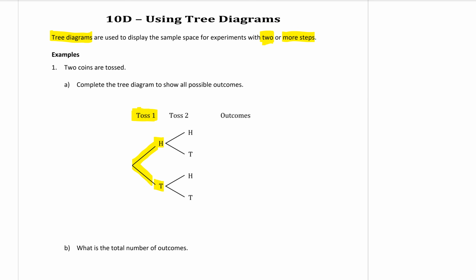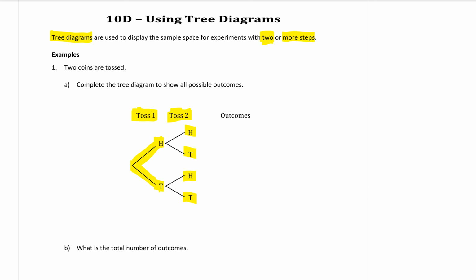That's why it's called a tree. You have these branches coming out. So the first toss, I could get a head or a tail. Then the second set of branches is for the second toss. So the second time we toss a coin, we could get a head or a tail from the first outcome, or a head or a tail. So each outcome needs to be split into a head or a tail again. Okay, and so that is the tree diagram drawn up.